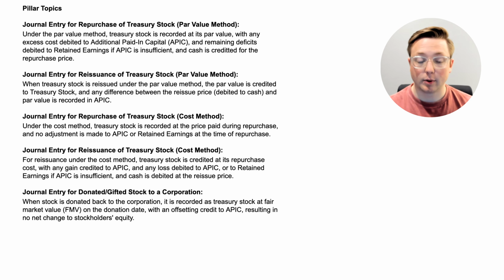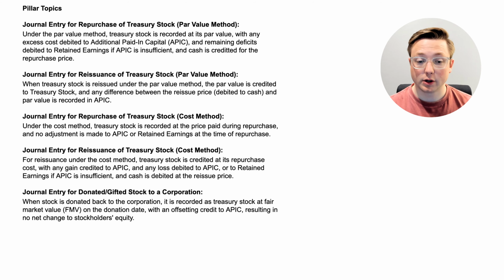Now let's go to the next part here. The journal entry for reissuance of treasury stock for the par value method. When treasury stock is reissued under the par value method, the par value again is credited to the treasury stock. So for each time you are using the par value for the treasury stock, and any difference between the reissued price, which is debited to cash, by the way, and the par value is recorded in additional paid in capital.